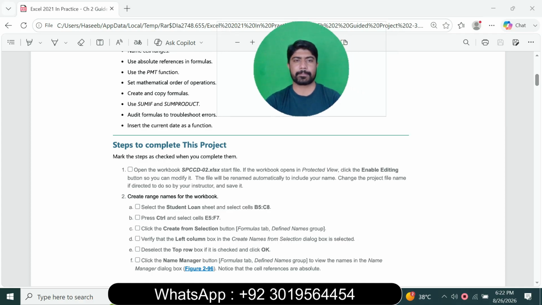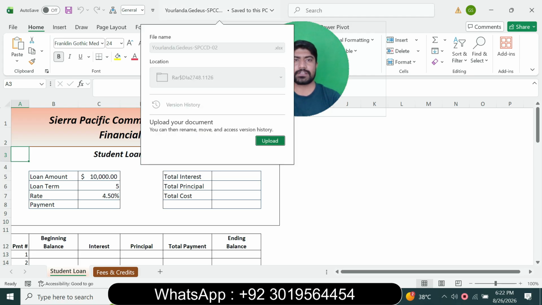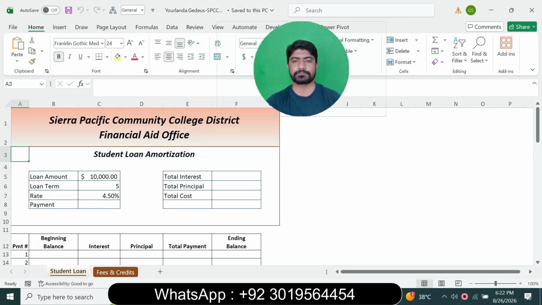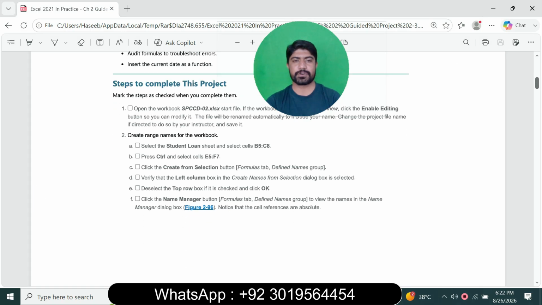Question number 1 is: open the workbook SPCD 2, Excel, start file. If the workbook opens in protected view, click the Enable Editing button so you can modify the file. It will be renamed automatically to include your name. Change the project file name if directed to do so by your instructor and save it. So go to the Excel worksheets. I have already downloaded the SPCD 2. So question number 1 is complete and we move to question number 2.